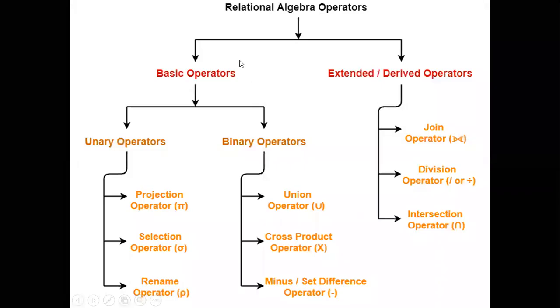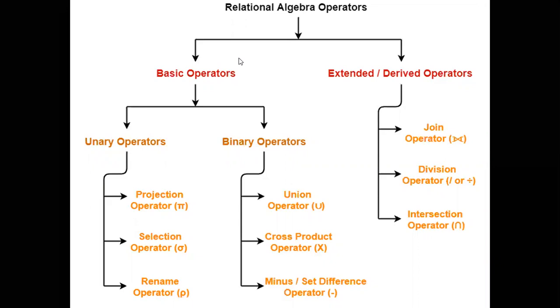This slide shows what operators are available in relational algebra. Kindly take this down, it will be very helpful. We have basically two types of operators: basic operators and extended or derived operators. Relational algebra operators are divided into two categories, one is basic operators, another is extended or derived operators.